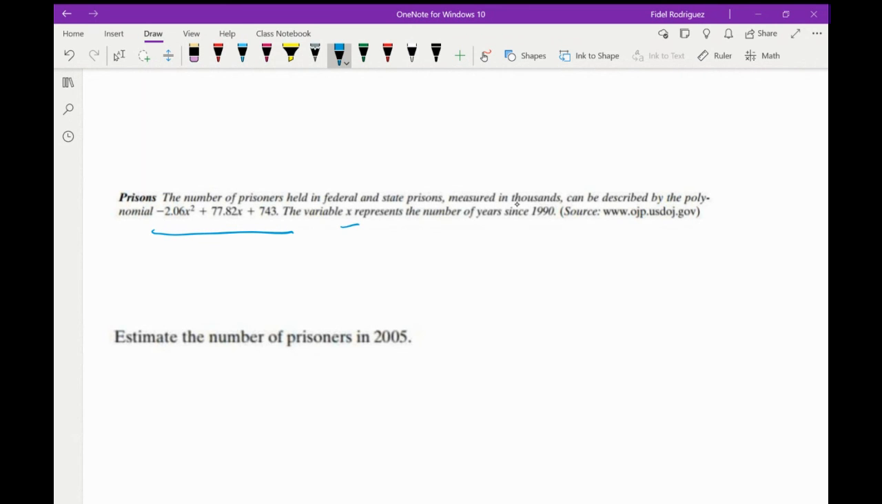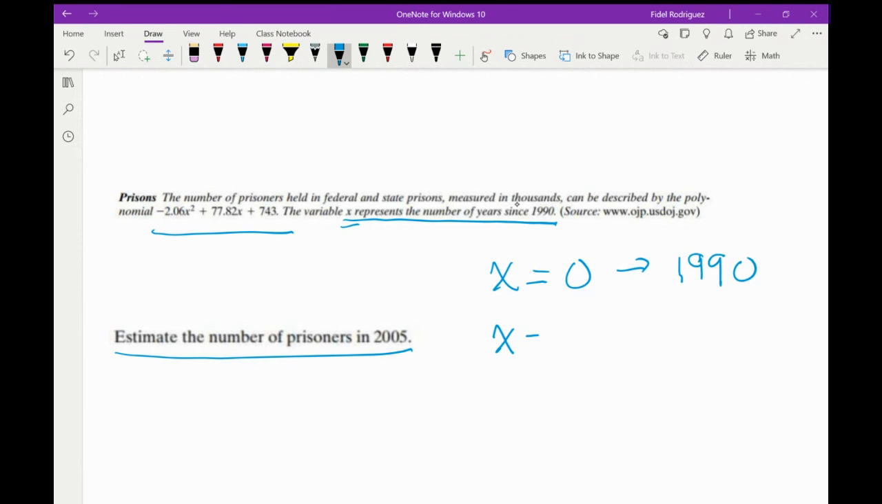The variable x represents the number of years since 1990. And the question says, estimate the number of prisoners in 2005. Okay. So I want you to think about this part here. X represents the years since 1990. So that means that when x equals 0, that's the same thing as the year 1990. And when x equals 1, that's going to refer to the year 91.